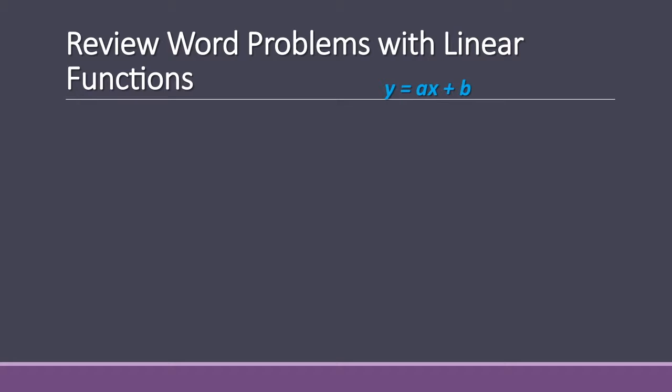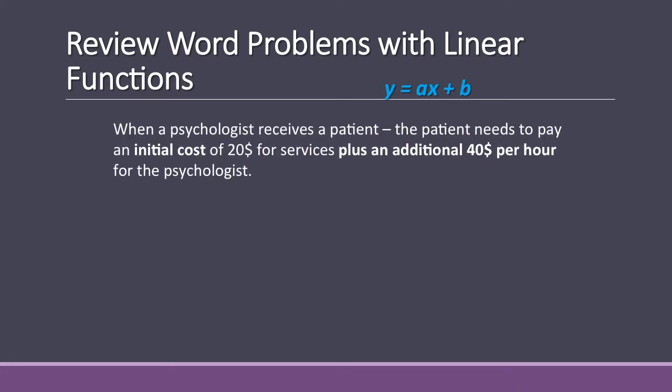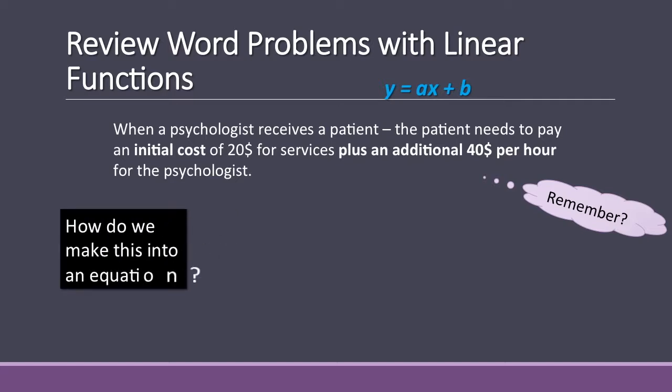Because I've been talking to you a lot about linear functions, I just want to review the word problems that we looked at the beginning of the year with linear functions. Here's an example. When a psychologist receives a patient, the patient needs to pay an initial cost of $20 for services plus additional $40 per hour for the psychologist. Do you remember these types of questions? I think I gave you one on the taxi driver. How do I take this word problem and convert it into a linear equation y is equal to ax plus b?